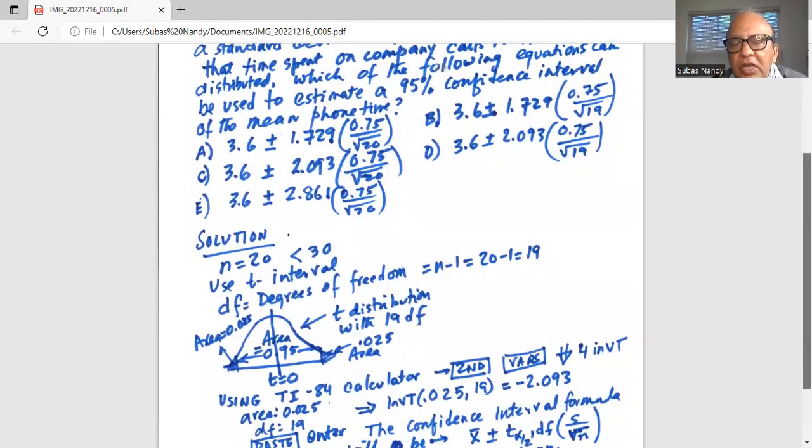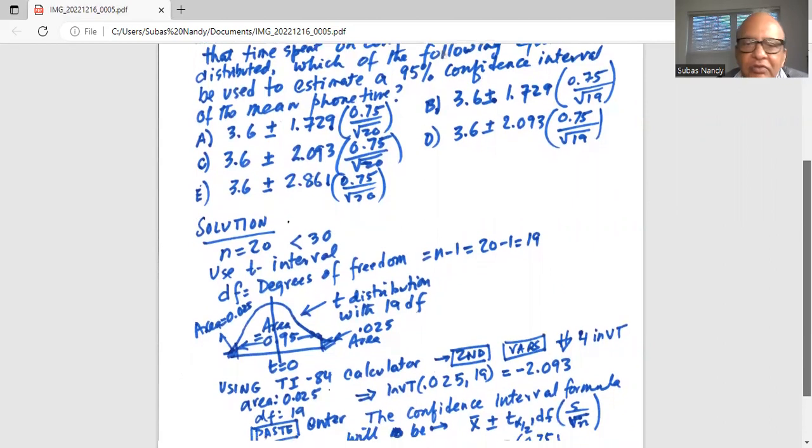Now, in order to find the confidence interval for the mean, we need the critical value of t. The critical value is the value of t on the horizontal axis, which separates the central area where the population mean will fall from the tail areas where the population mean will not fall. That's why it's called a critical value, and it's on the horizontal axis.